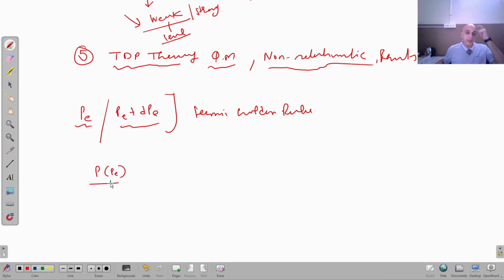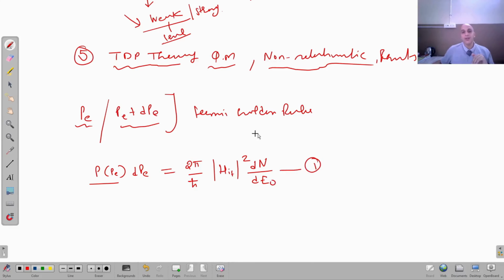P(PE) means the probability for the emission of an electron that has momentum P to P plus dPE. That is given as 2π upon h-cut into |H_if|² dn upon dE naught. This is the Fermi Golden Rule. This is equation number 1.